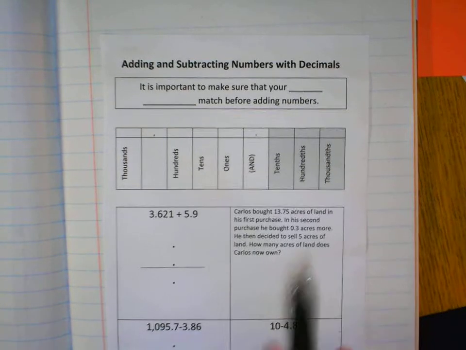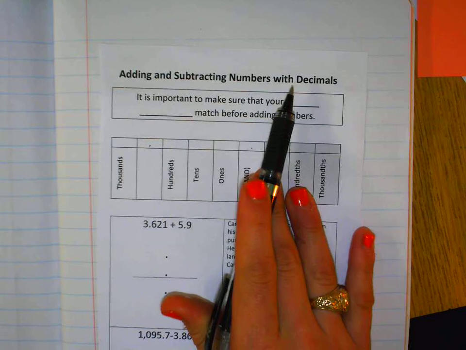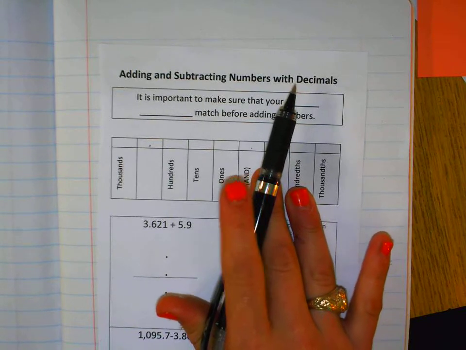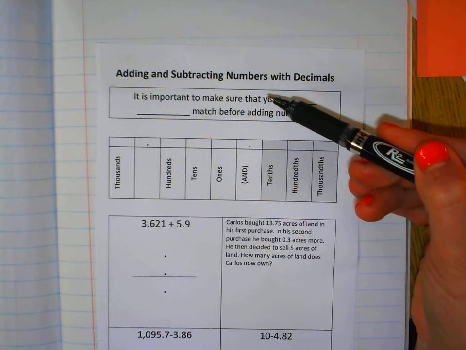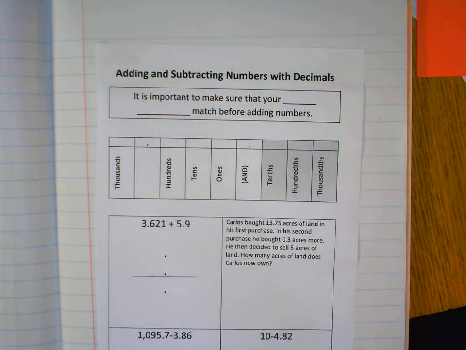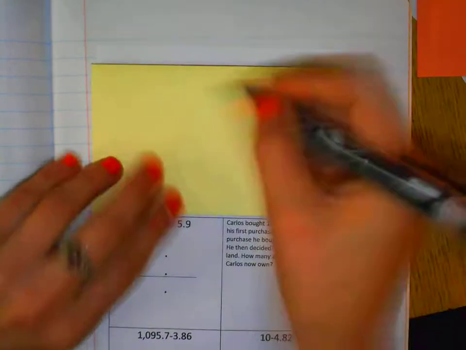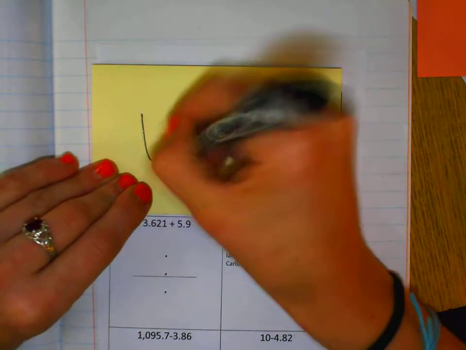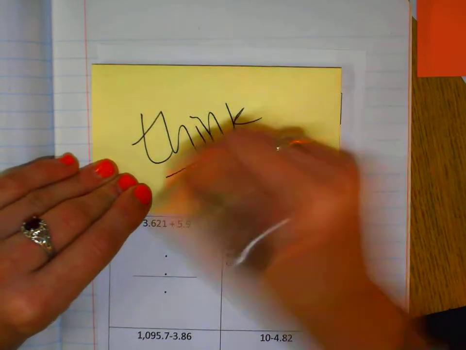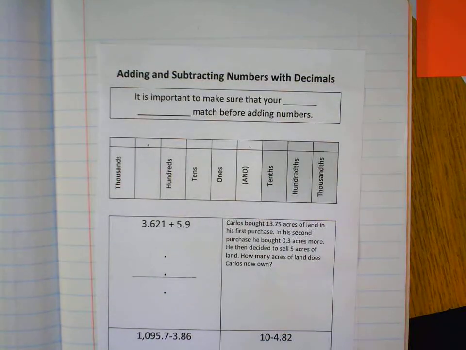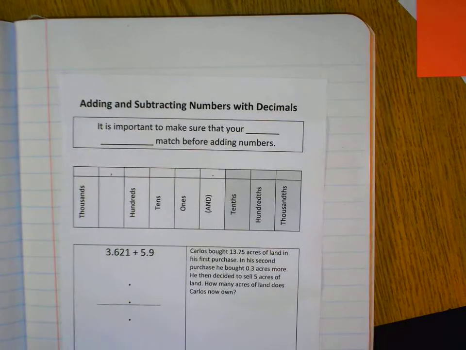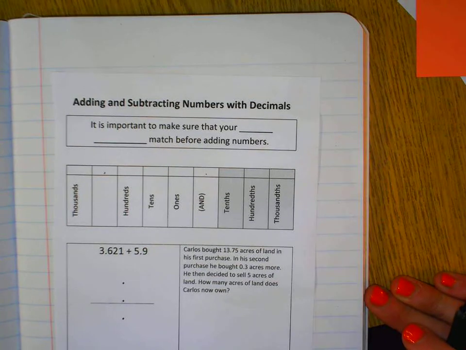Hello. So like I said, we're doing adding and subtracting numbers with decimals. Anything that I write down on this paper, you need to write down in your notes. But if I pull another sheet of paper out and I start writing things here, this is just something for you to think about. You don't have to write this down in your notes. Sound good? Cool.